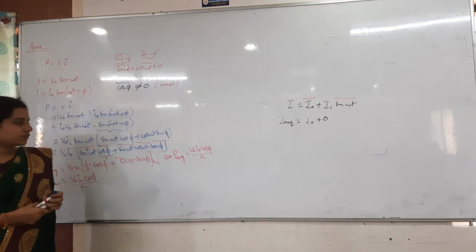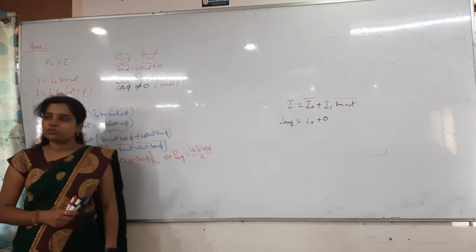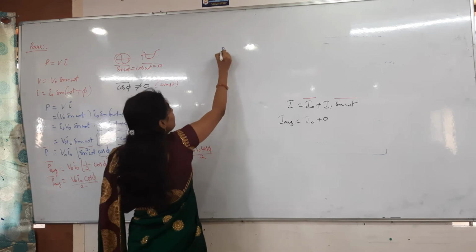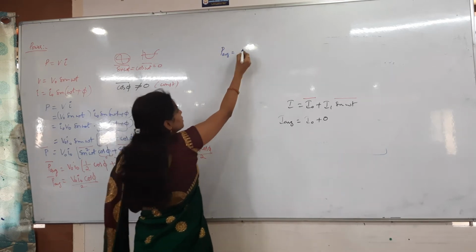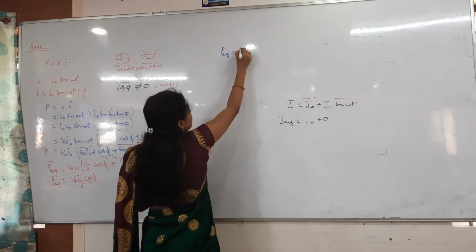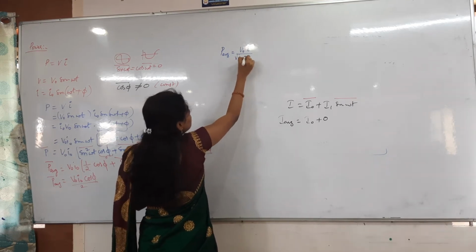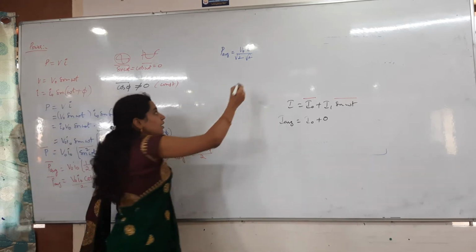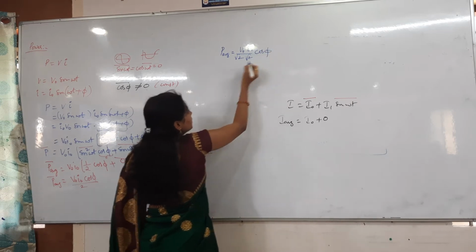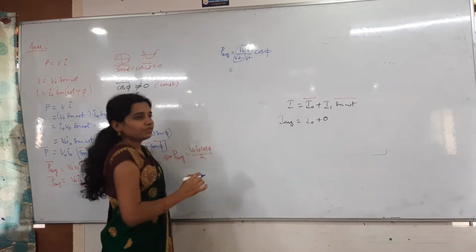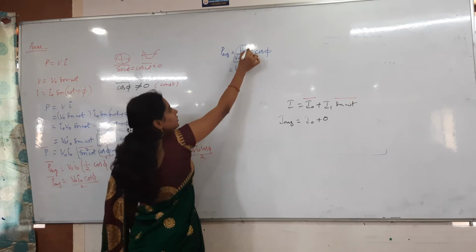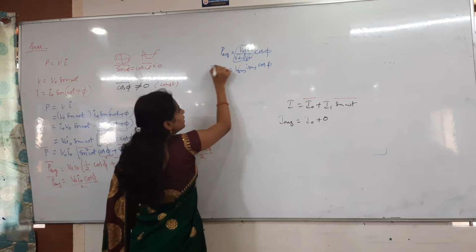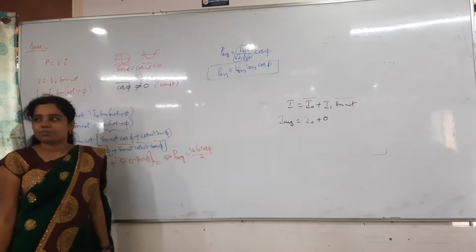Now whenever you see this, can I write the 2 as root 2 into root 2? 2 is equal to root 2 into root 2. I will write like that. Now P average is equal to V naught I naught by root 2 into root 2, so V naught by root 2, I naught by root 2, and along with that cos phi is there. So this is what here? VRMS, very good. This is IRMS into cos phi. That is the average power we will take: VRMS and IRMS into cos phi.